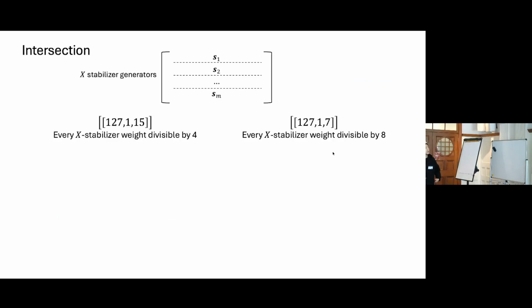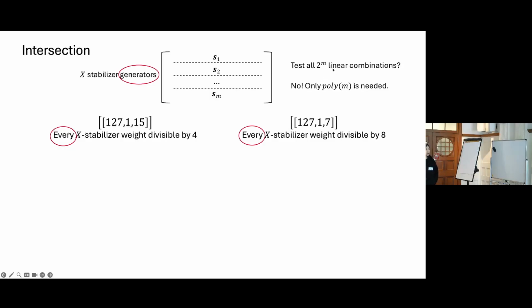Okay, so now I want to talk about some of the intersections. I said that I assume every X stabilizer has weights satisfying this property, but then I will only specify the generators of the X stabilizer. So you might be thinking, do I need to take all the 2 to the m linear combinations of these stabilizer generators and then test for each one, do they satisfy this weight property? Turns out you don't need to do that. You only need poly-M testing.